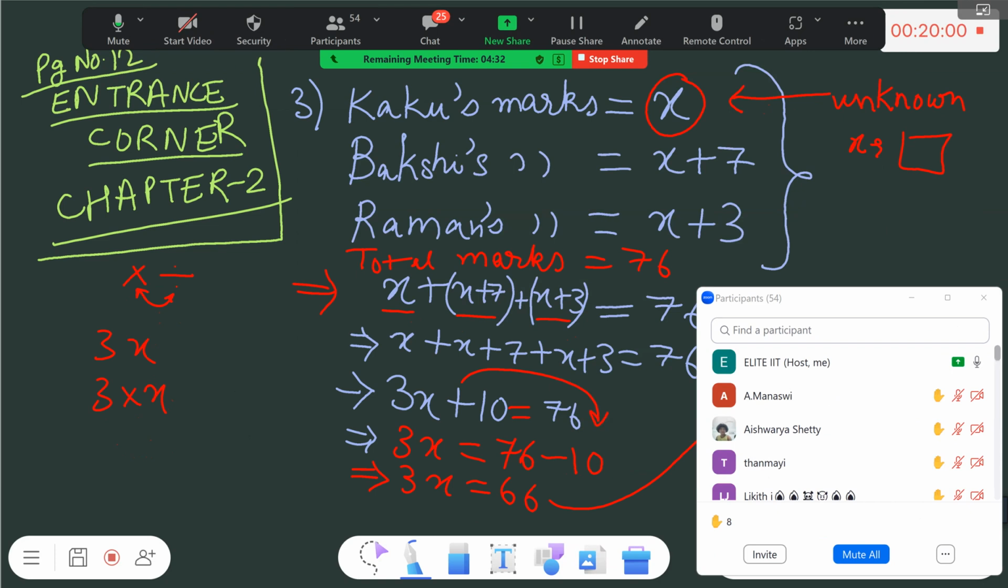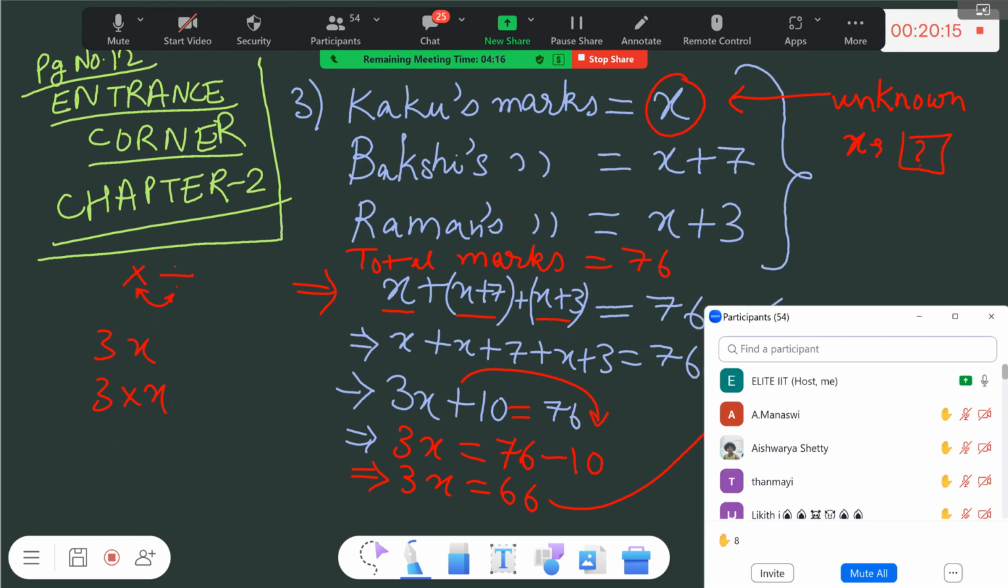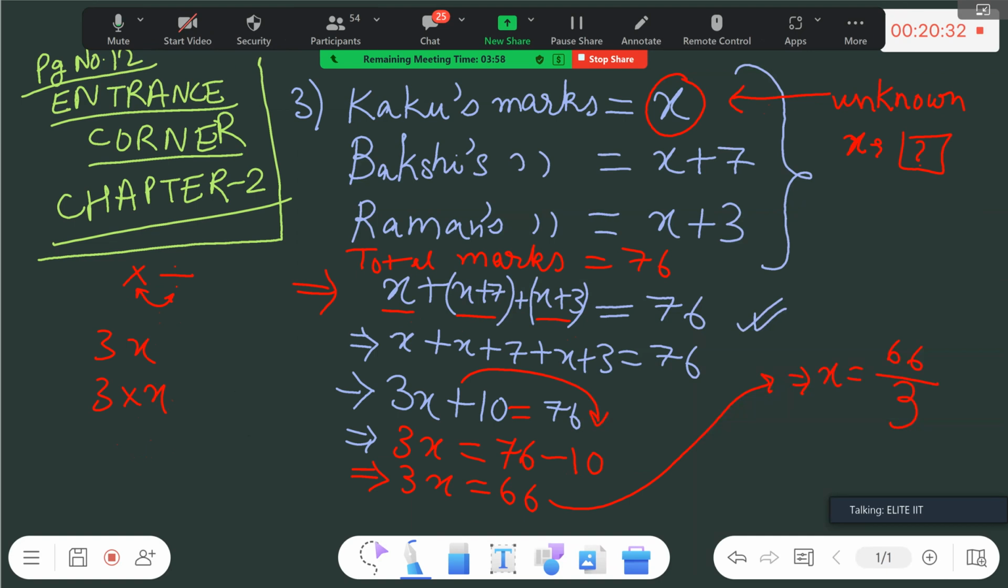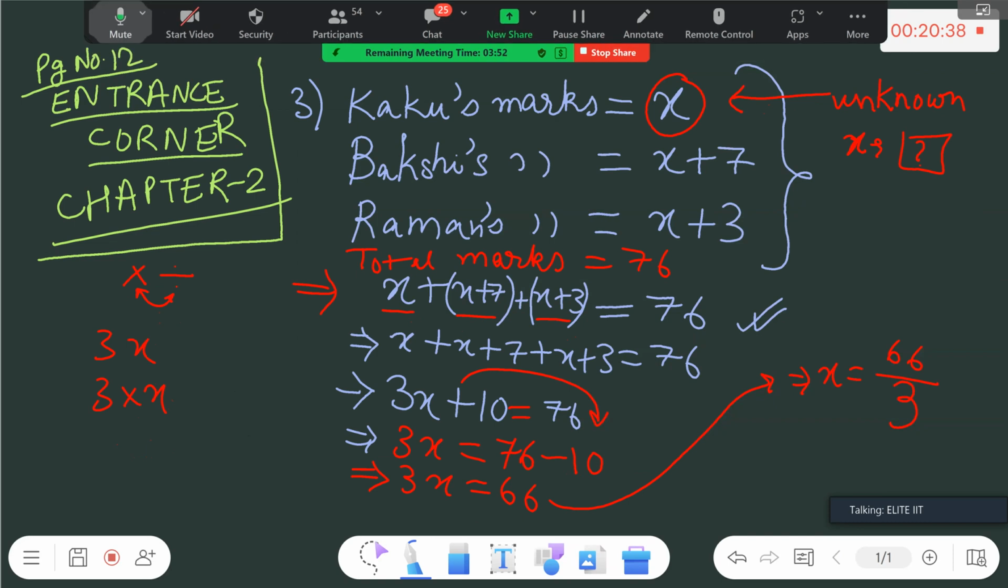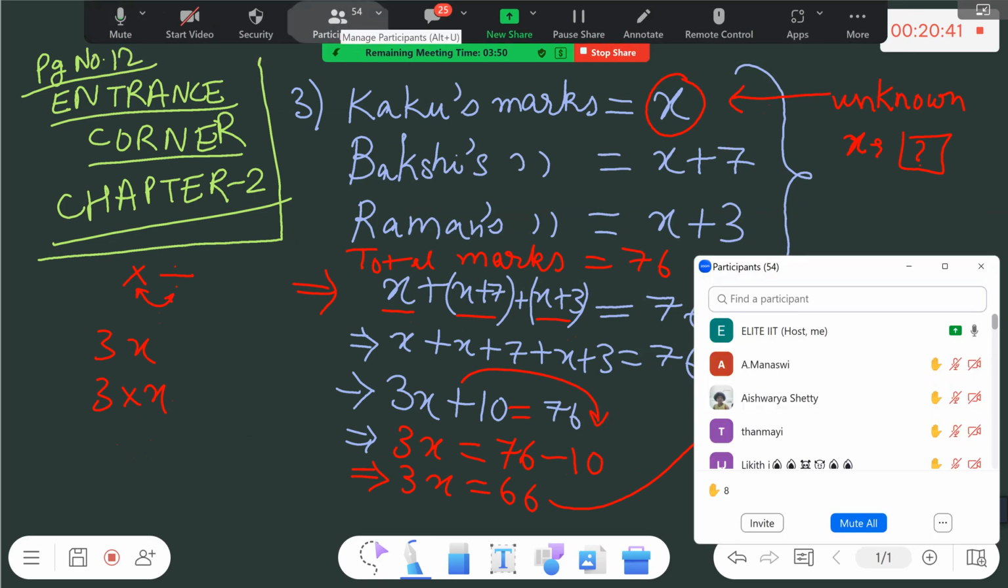X is any whole number, and we have to find out what is that whole number. Understood, Tanmay? We do not have Kaku's marks given. We do not have any marks given. So we have to find Kaku's marks. Yeah, x can take any number. Now we have to find out what number x will take. That is why we are now solving the equation, to find out what number x will take.